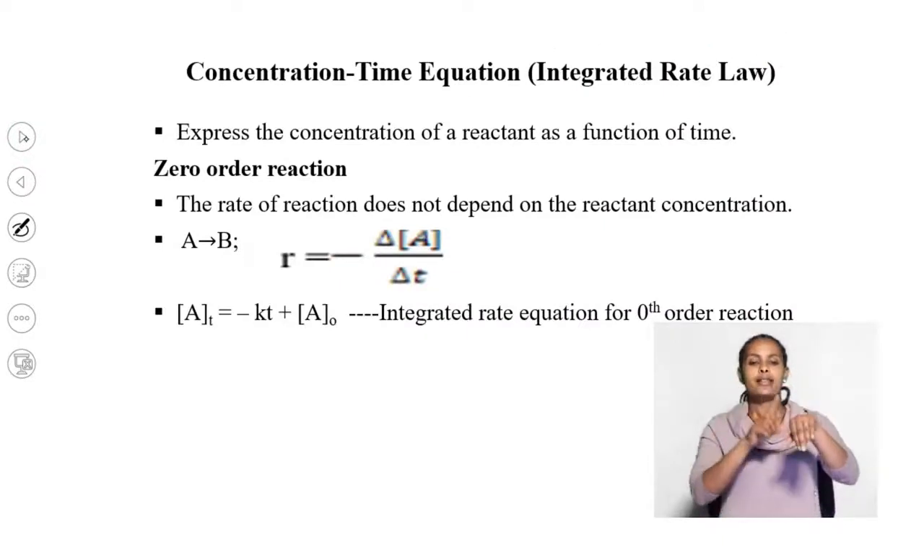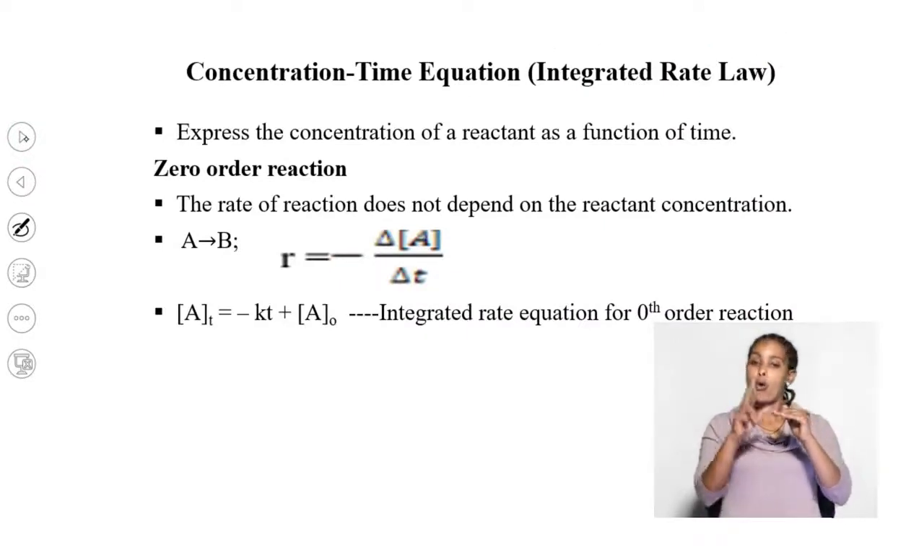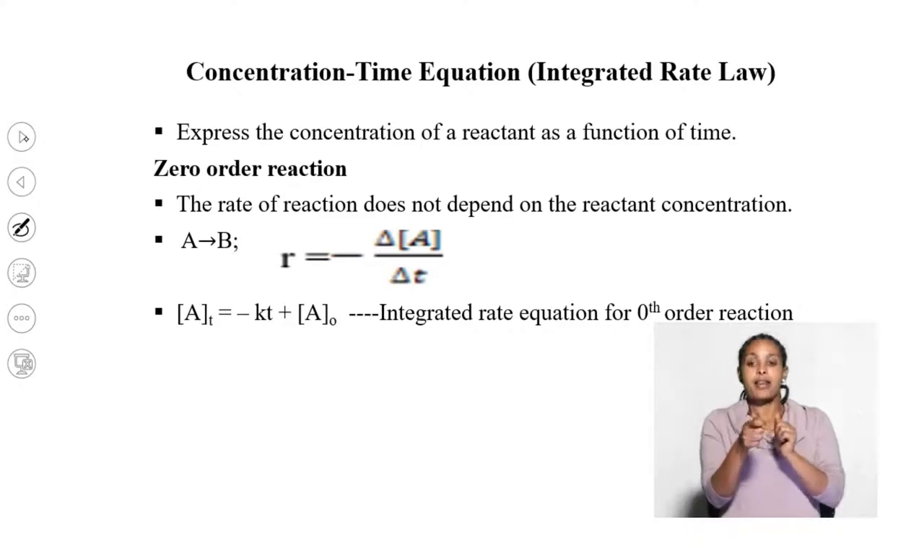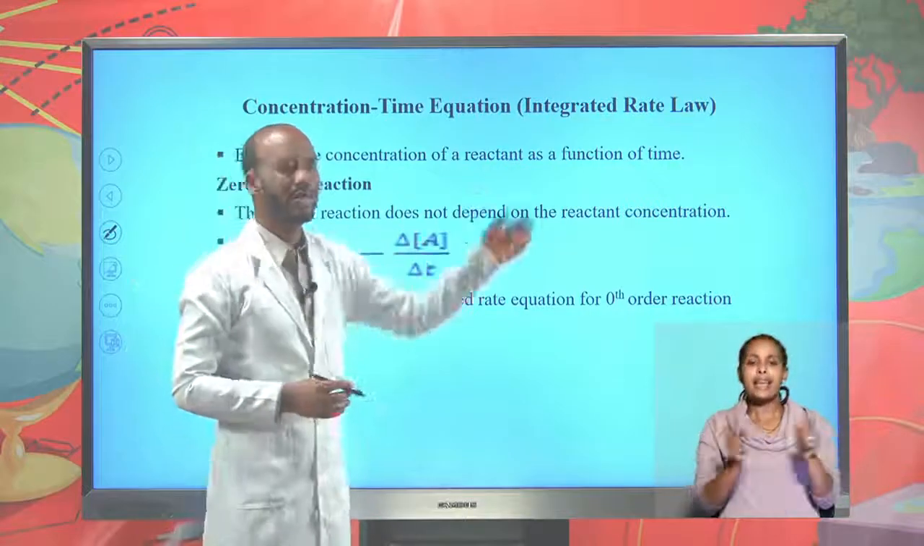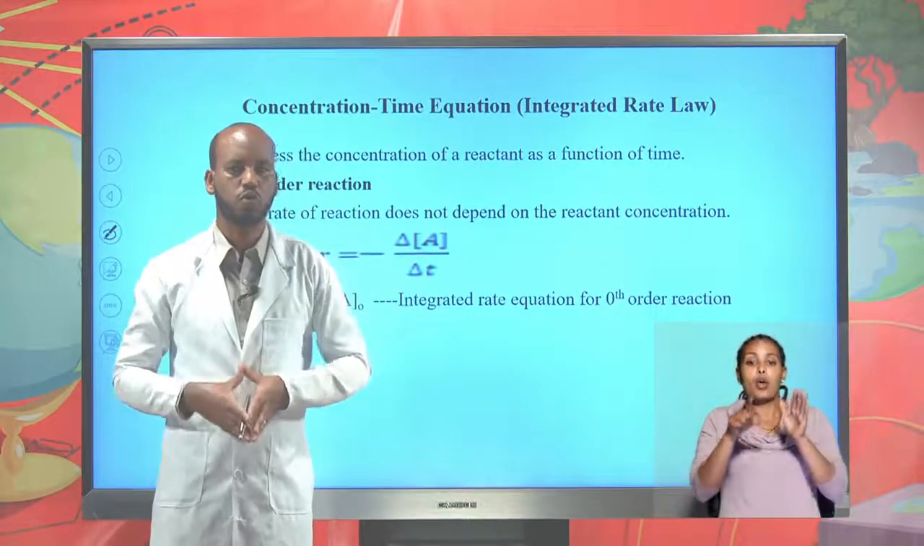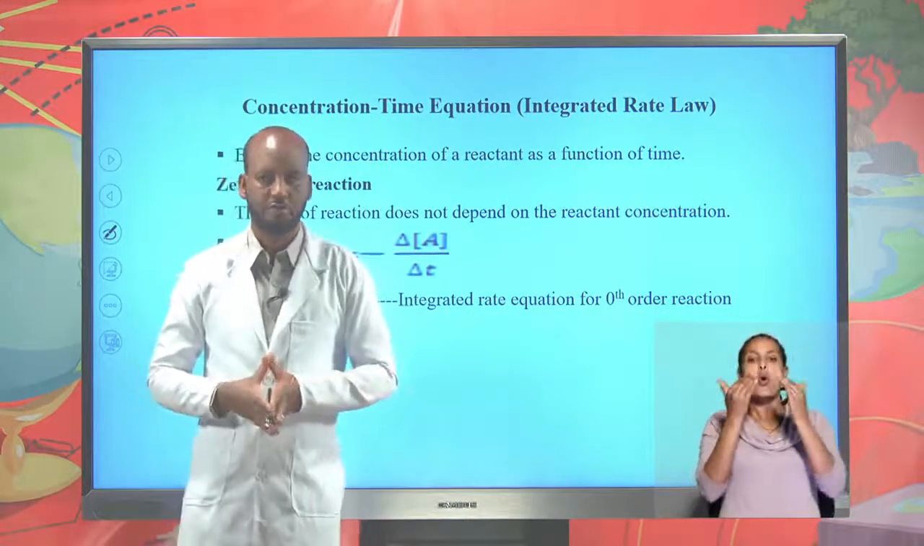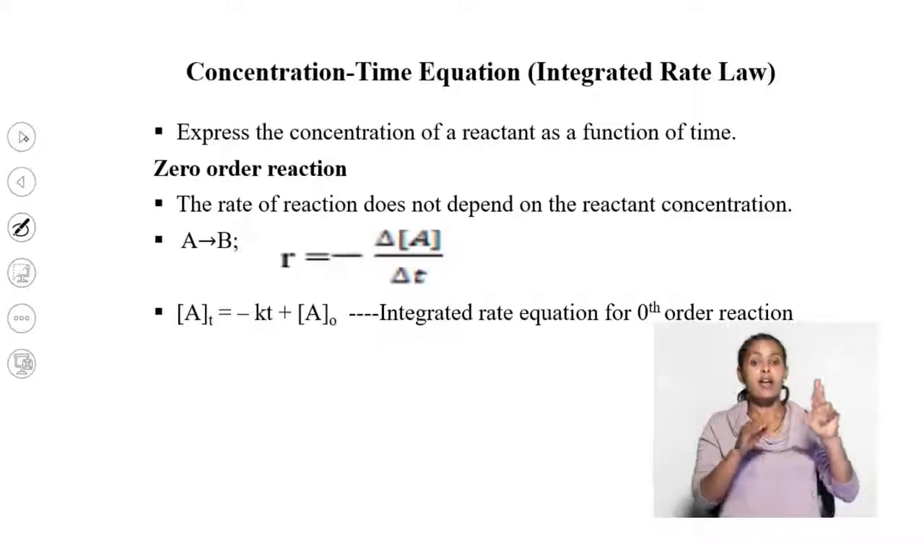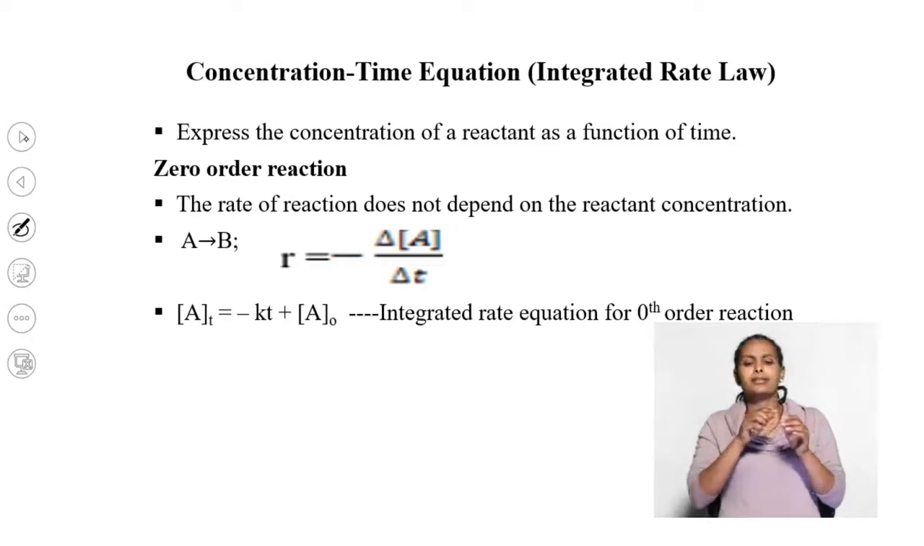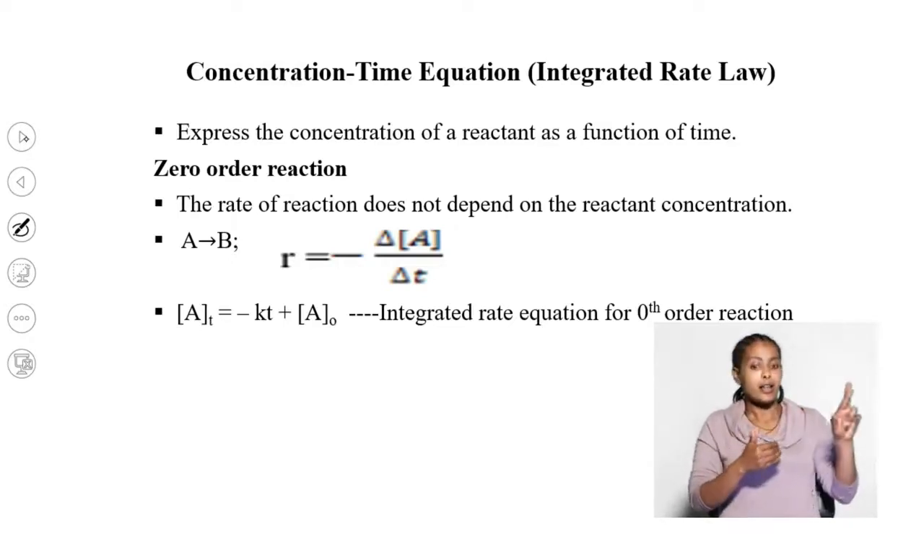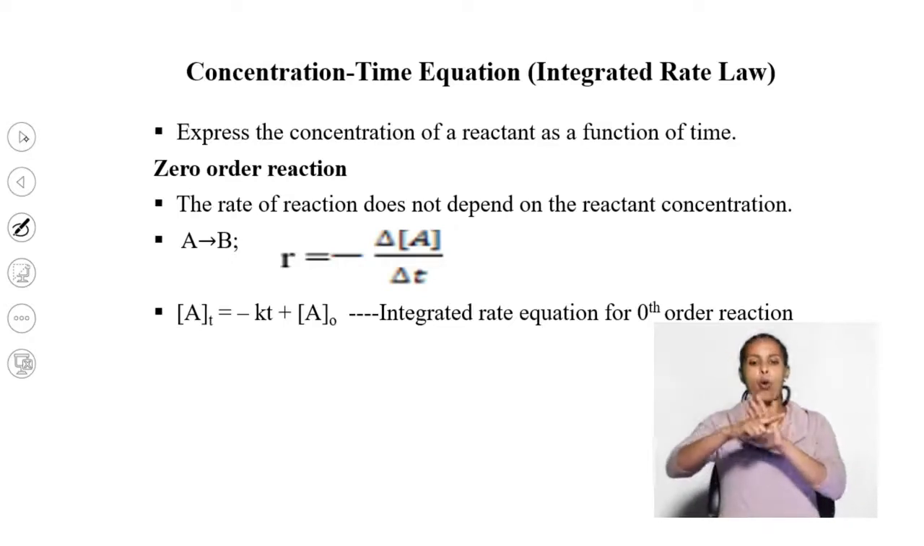Concentration time equation or integrated rate law. Integrated rate law expresses the concentration of a reactant as a function of time. Integrated rate equation enables us to calculate concentration of a reactant at a given time. The rate of a reaction does not depend on the reactant concentration for zero order reaction.